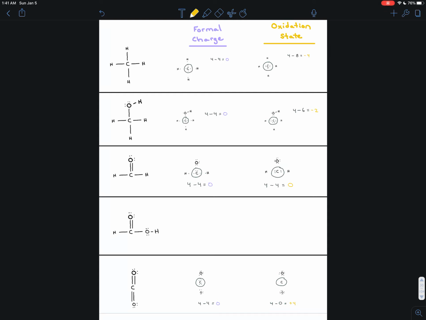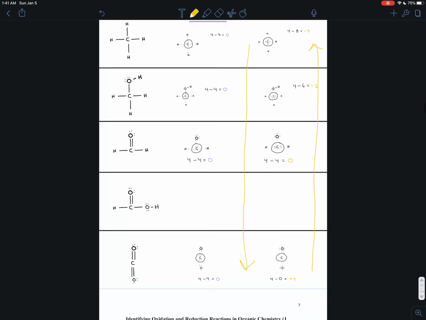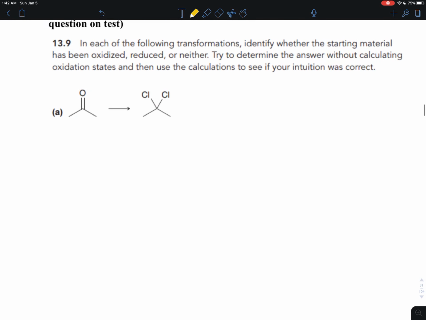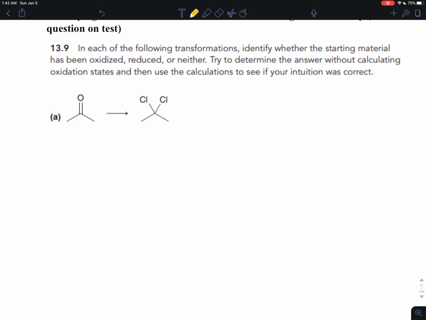Oxidation is defined as when the oxidation state of an atom becomes more positive, and reduction is when the oxidation state of an atom becomes more negative. And so with every bond to an electronegative atom, the carbon that's bonded to it will lose electrons and become more positive. So effectively, what happens is the more bonds to electronegative atoms there are, the more oxidized the carbon is.